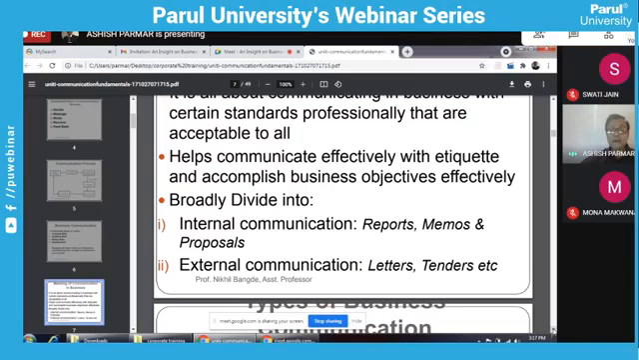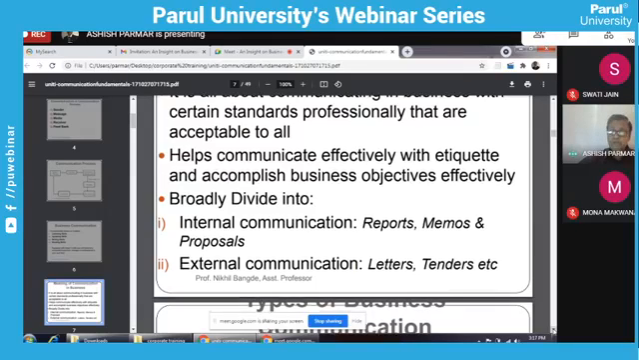Whereas external communication means the letters that you are sending to other people outside your company or organization: tenders, offer letters, requirement letters, complaint letters, appreciation letters, thanking letters. These are all external communications that fall into that category.